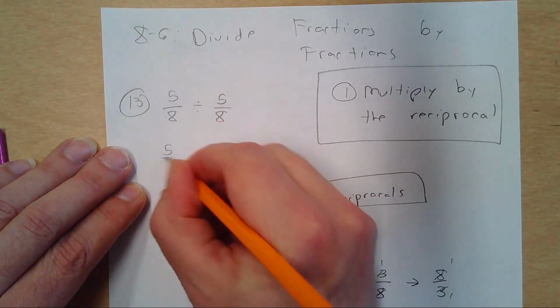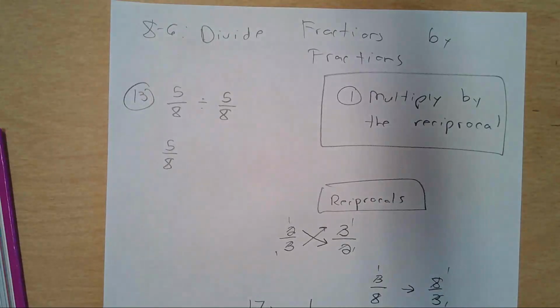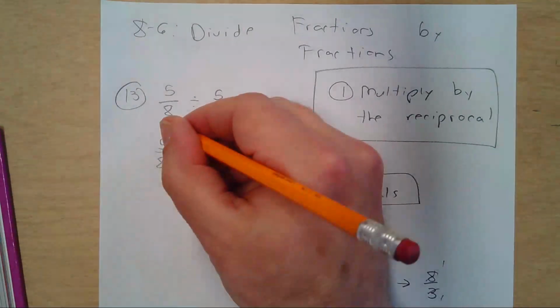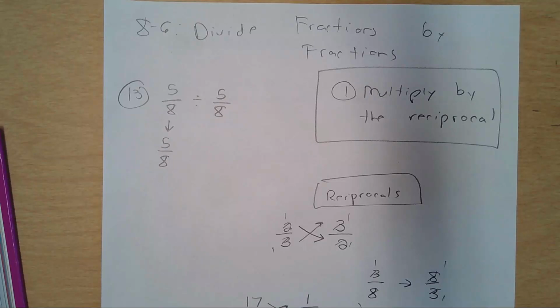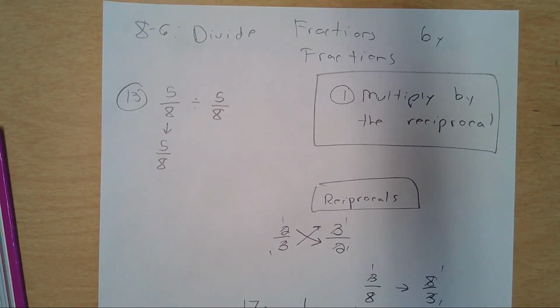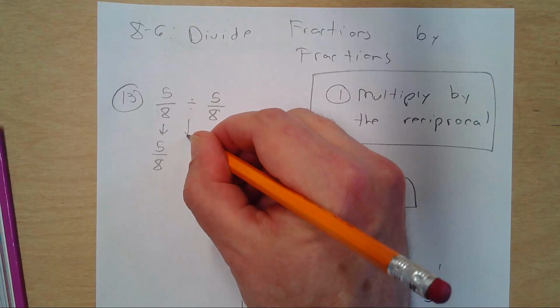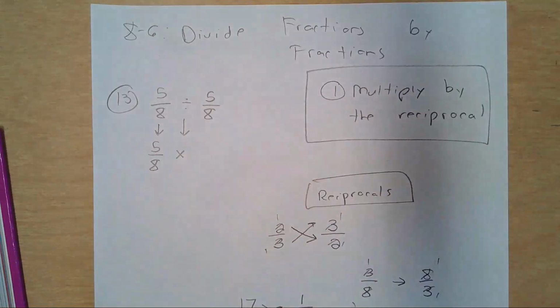So my 5/8, rewriting this problem here, is still 5/8. That just comes with me here because I haven't gotten to the division symbol yet. But now, here it goes. There's my division symbol. And of course, our divisions, we're turning them all into multiplying.